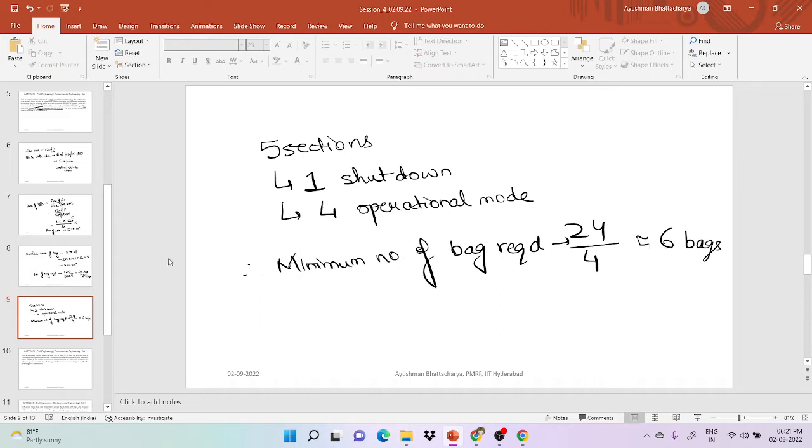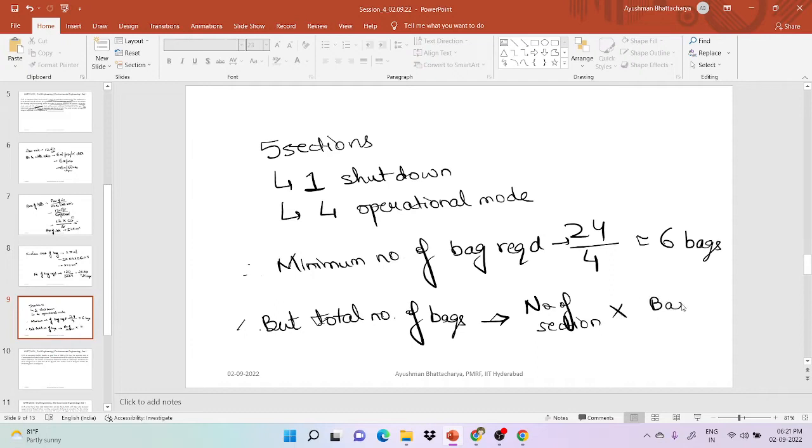So the total number of bags, this is in operation, but the total number of bags, how much will it be? Number of sections into bags per section. So it will be 5 into 6, 30. 30 bags.